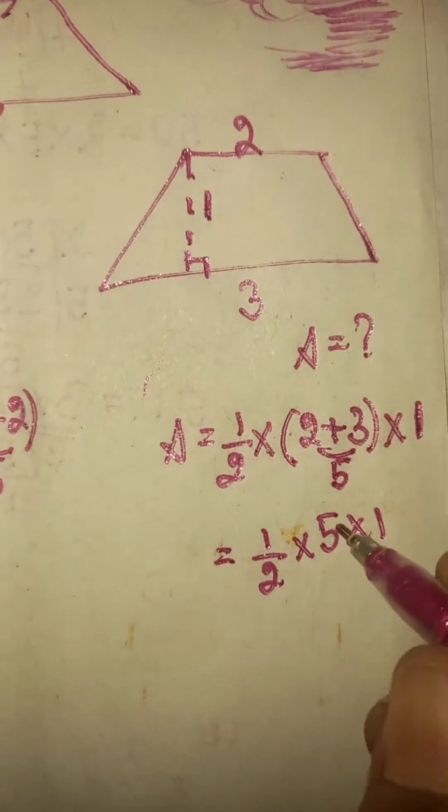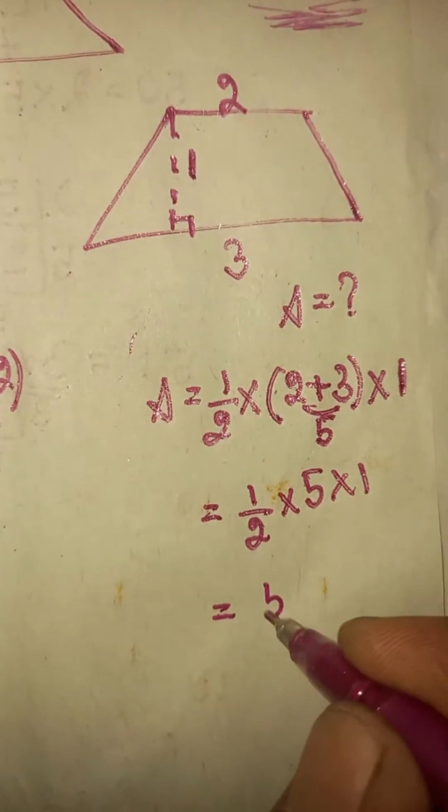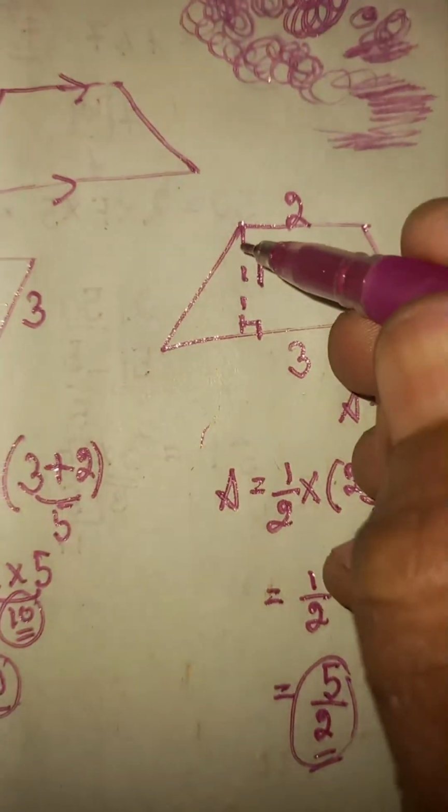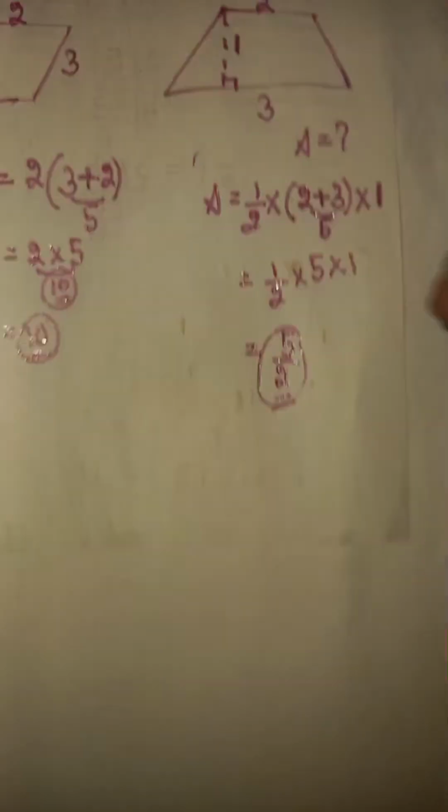This you cannot divide, denominator and numerator. 5 times 1 above remains 5. Below it comes to 5 by 2 square units is the area of this trapezium.